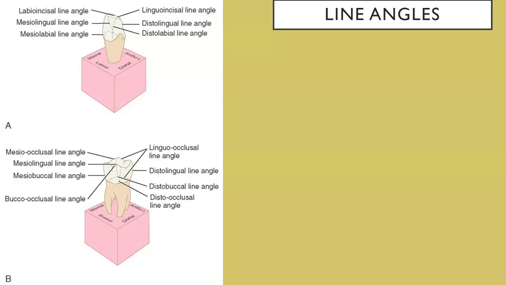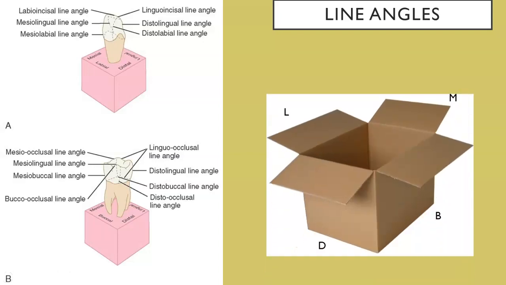Line angles and point angles can always be very confusing. Basically, with line angles, it's where two surfaces come together. So that could either be a mesial, buccal, distal, lingual type of a thing, or it could also include the occlusal surfaces as well. The way I like to demonstrate this is to think of a box.